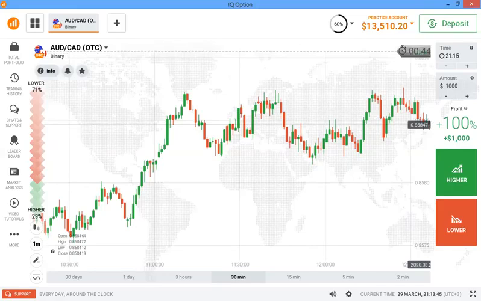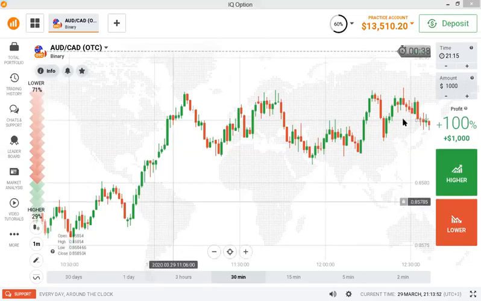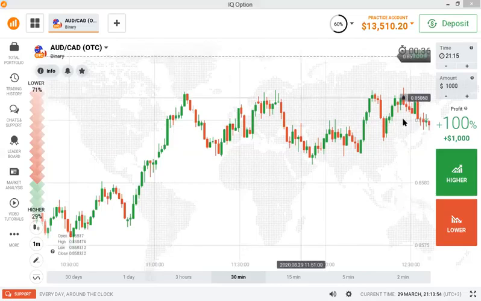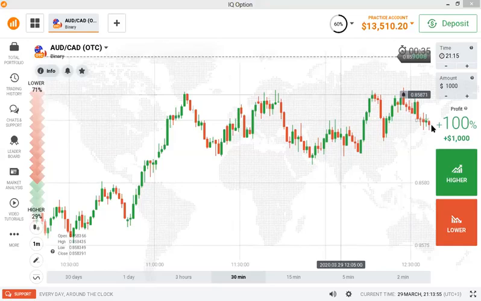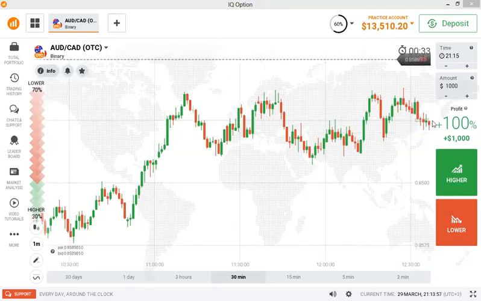So everyone is free to talk. Let me unmute everyone. You are free to give your analysis and what will be the next candle after this bearish candle.